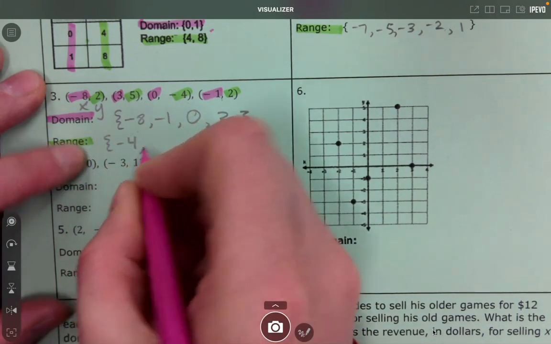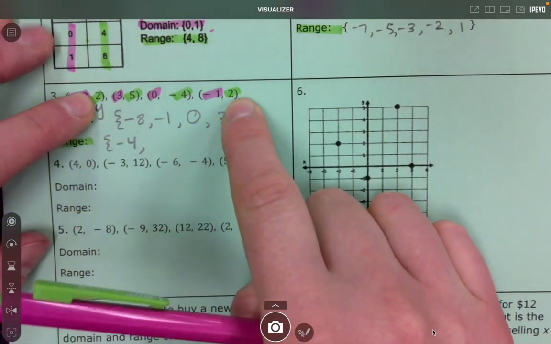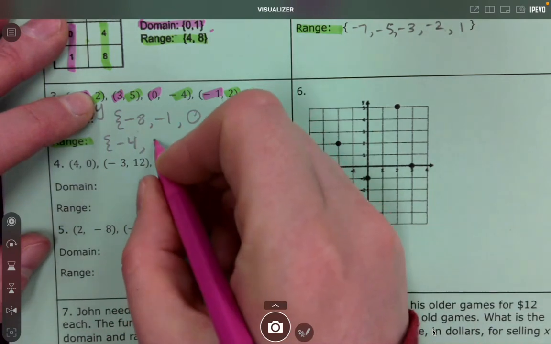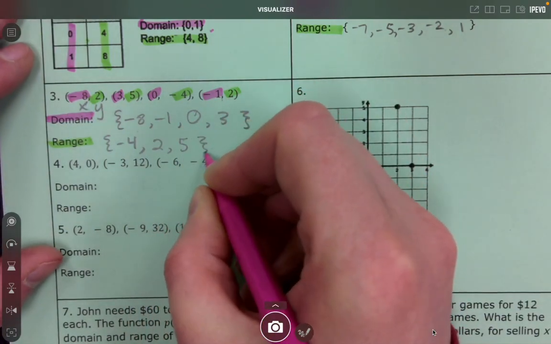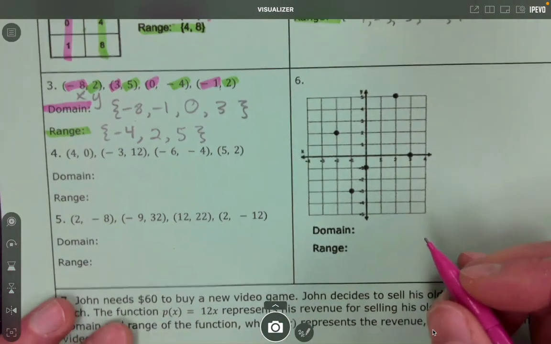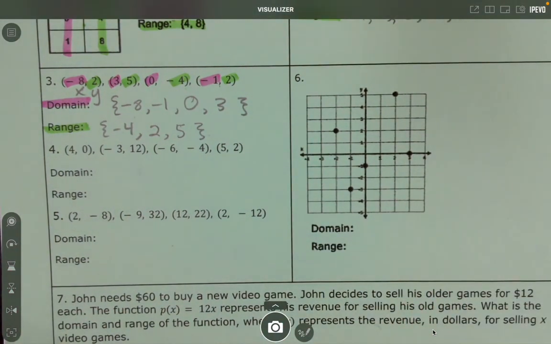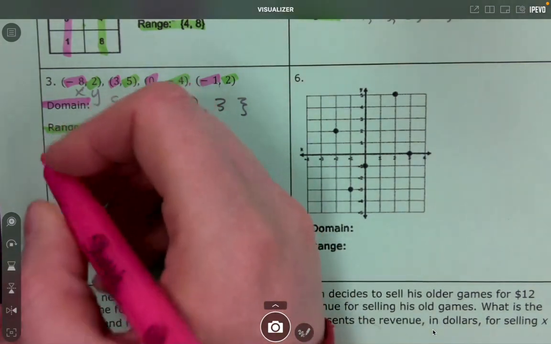The range is kind of interesting. They have the number 2 twice in an ordered pair, but I only need to write it down once. There's only one number 2, so I don't want to list it more than one time. We'll try one more together, and then I'm going to have you pause the video and try 5 on your own, but we'll go ahead and do 4.